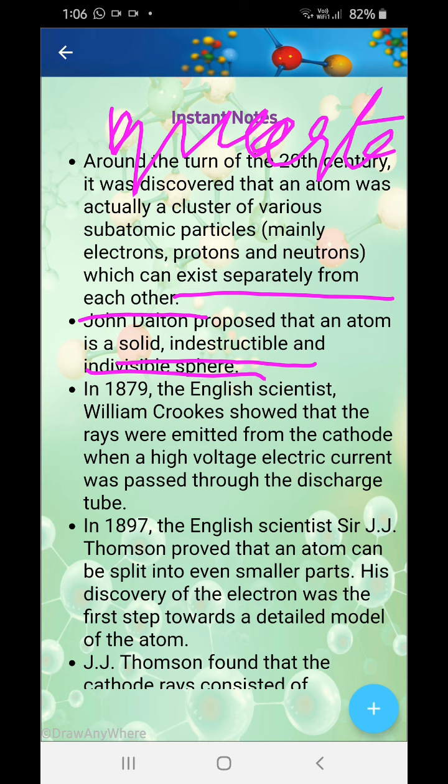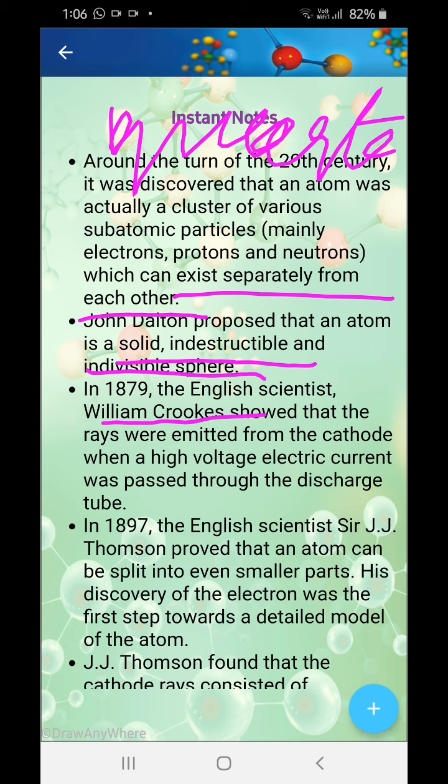Okay, and what did William Crookes do? He passed a very high voltage of electric current at very low pressure, and then you saw a green yellow fluorescence. Now that did not say that yeah, electrons are discovered.